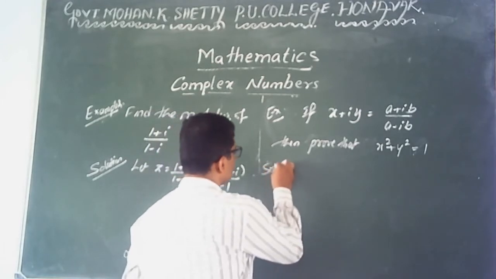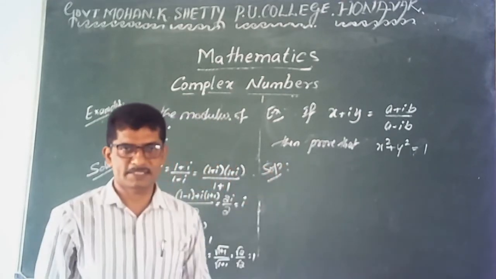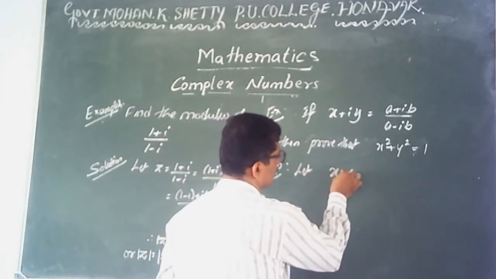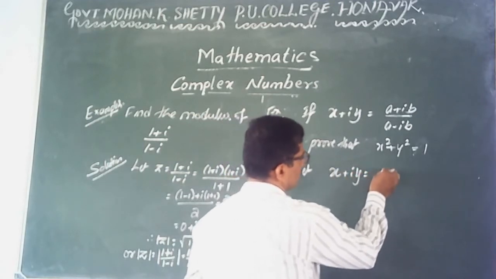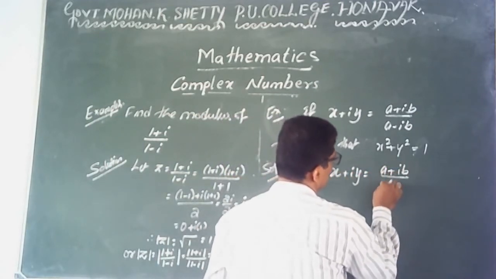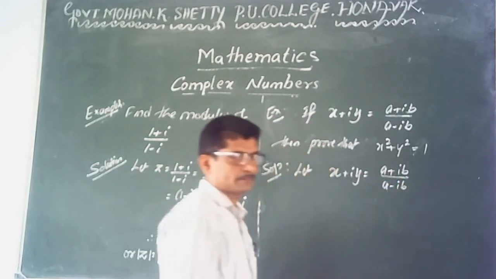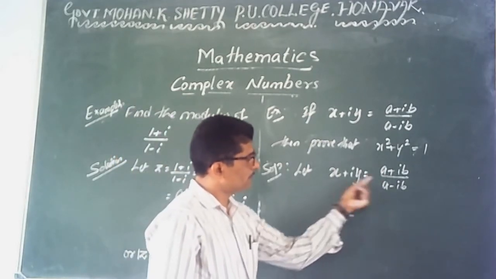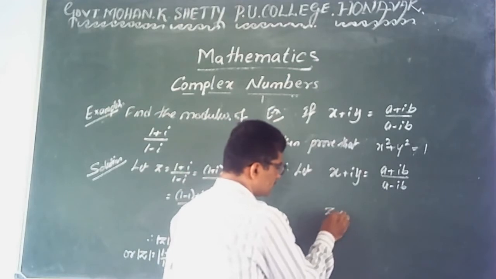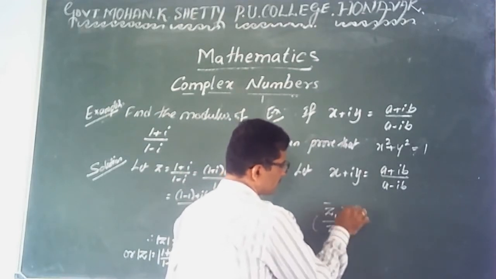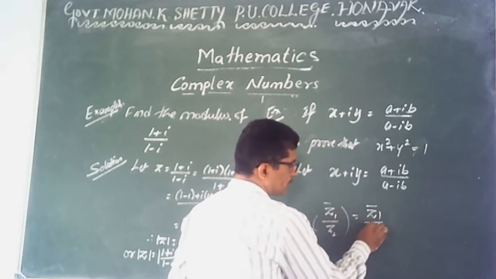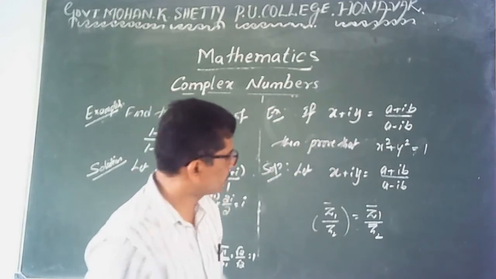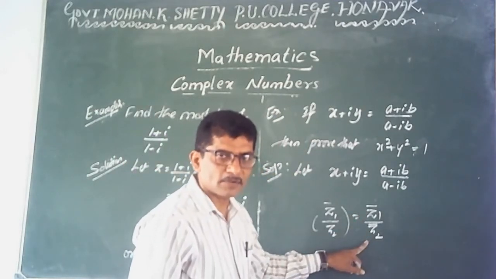Here we are proving it in 3 different methods, to identify the easiest one. Here the given complex number is x plus iy is equal to a plus ib divided by a minus ib. Suppose here we find the conjugate. You know that conjugate of z1 divided by z2 is always equal to conjugate of z1 divided by conjugate of z2. You know this result.